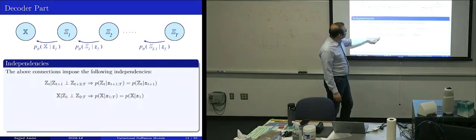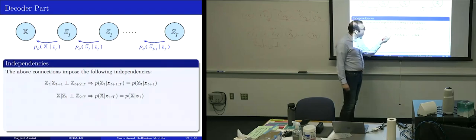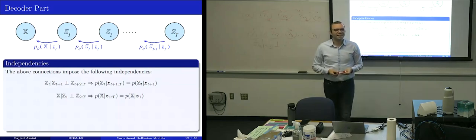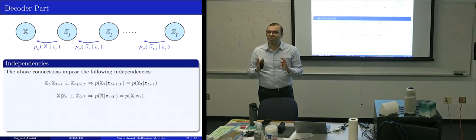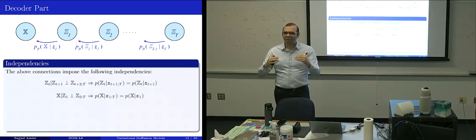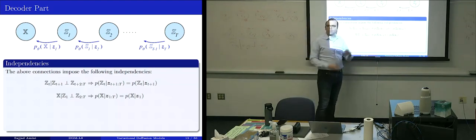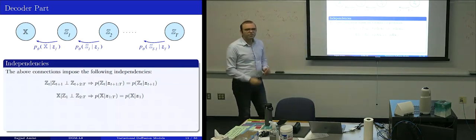And also, this is the important point. If you want to observe what you need, X, and you have access to Z1, the other latent variables are not important. Very important. If you have Z1, the lowest level in your hierarchy, okay? If you have access to Z1, Z2 until ZT are not needed anymore. You can only use Z1 to infer what X is. This is very important. To understand what you observe, you just need to have Z1.